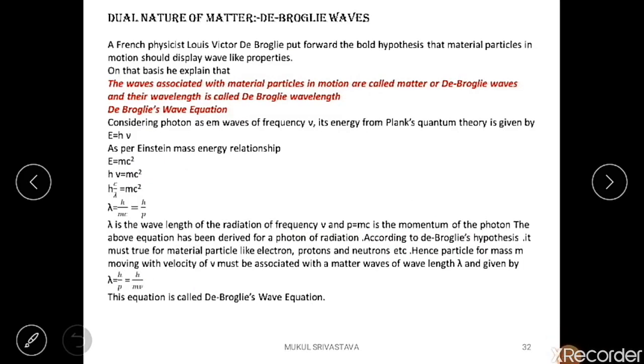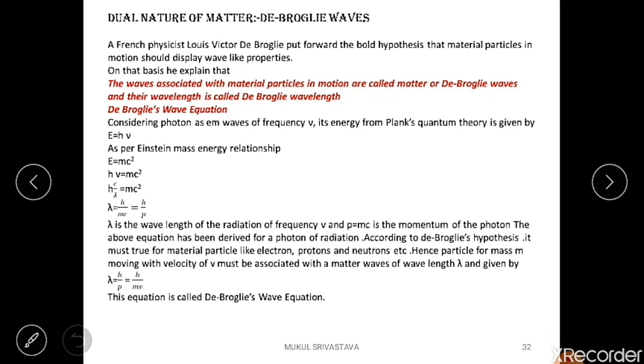Dual nature of matter was explained by de Broglie, and he suggests that a matter particle in motion will display wave-like properties. To explain this, he uses the Einstein mass energy relationship. According to this, E equals mc square, where E is representing the energy, m is representing the mass, and c is representing the speed of light there.